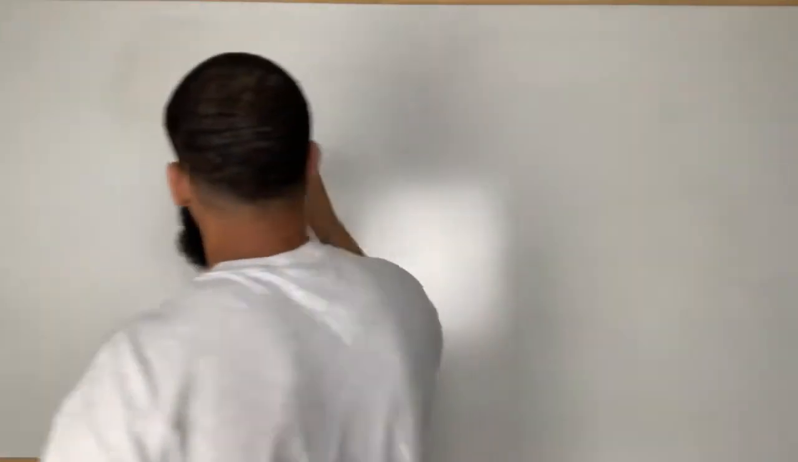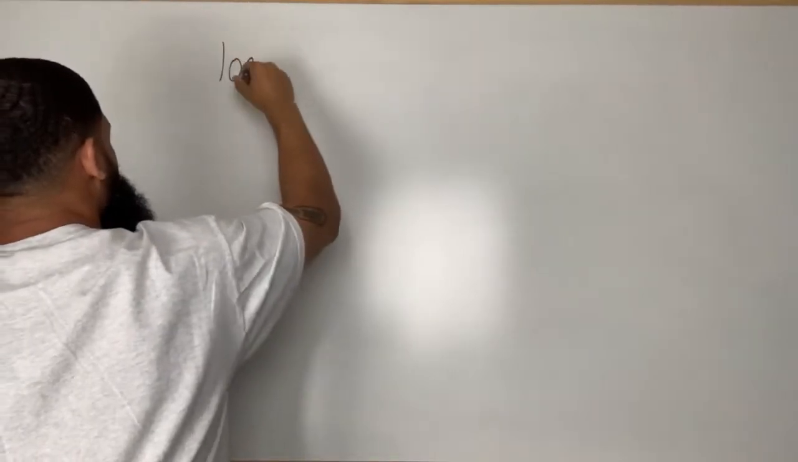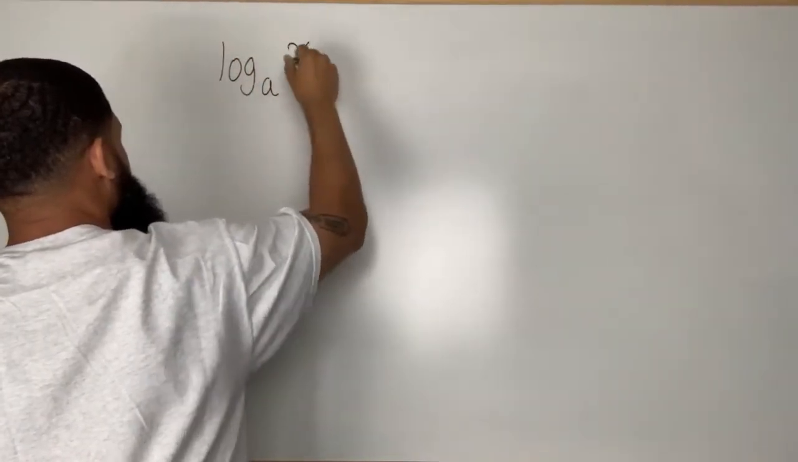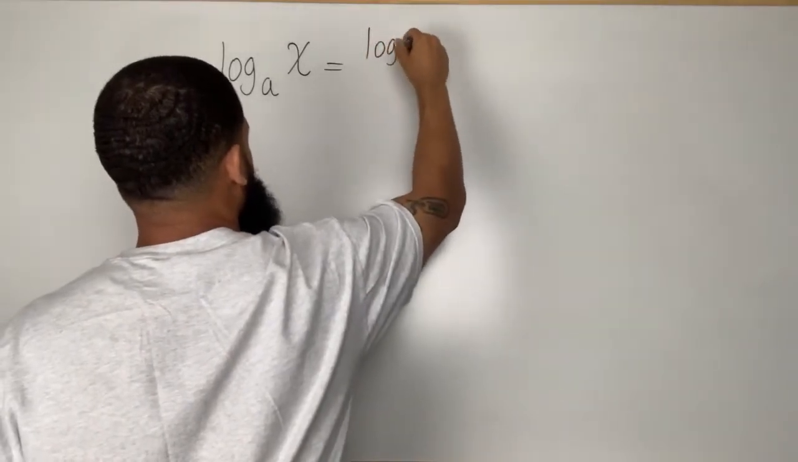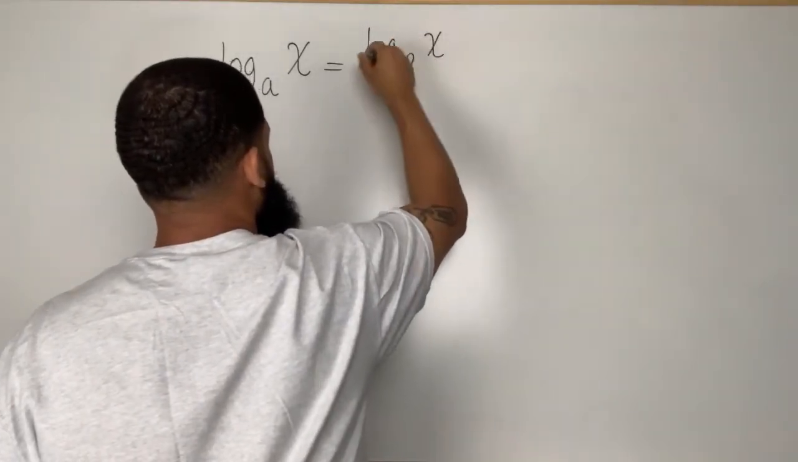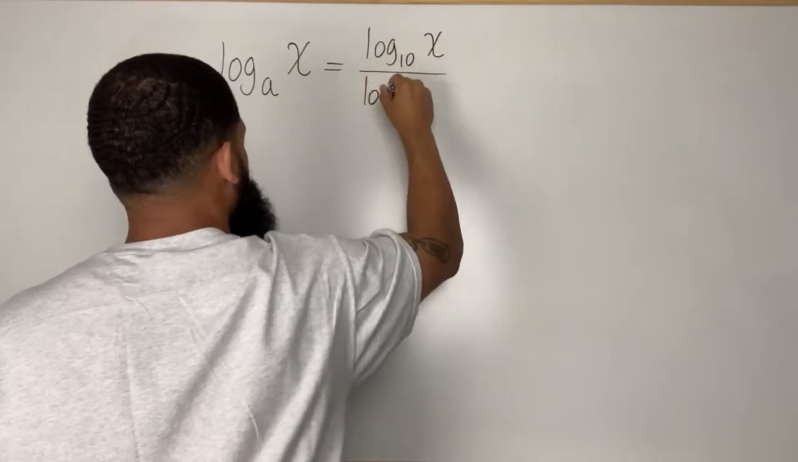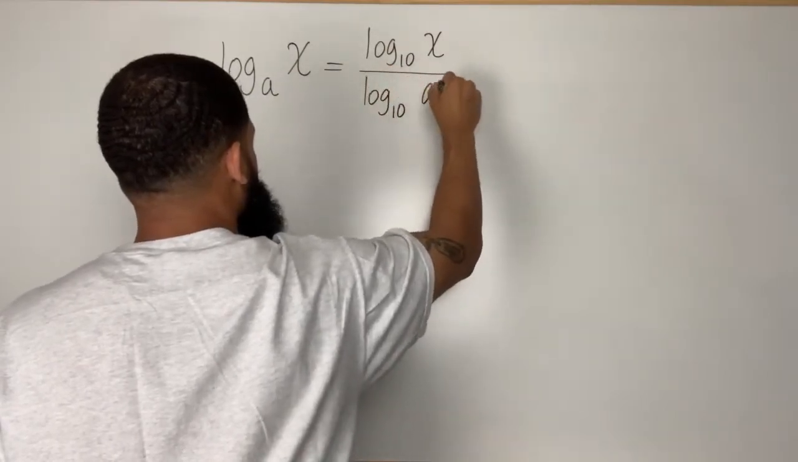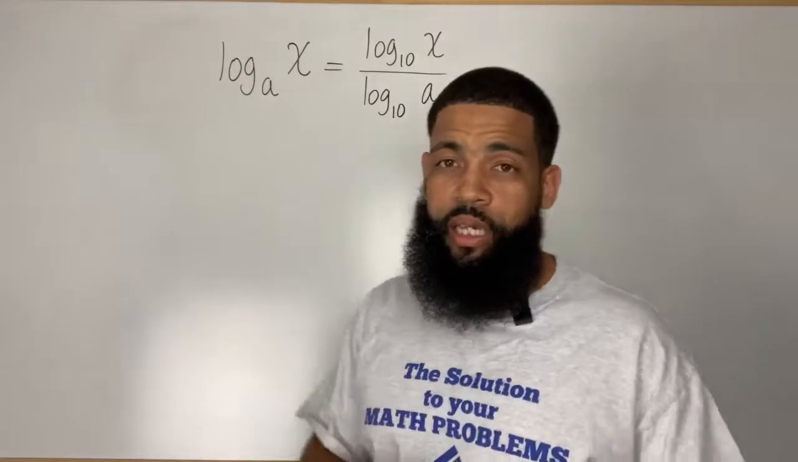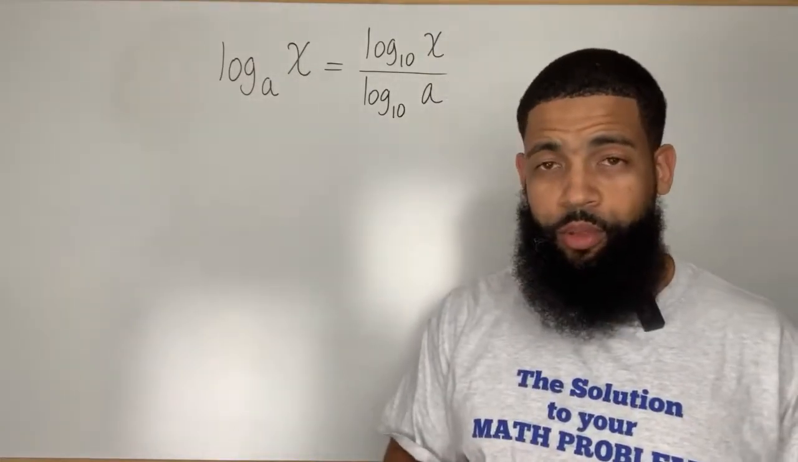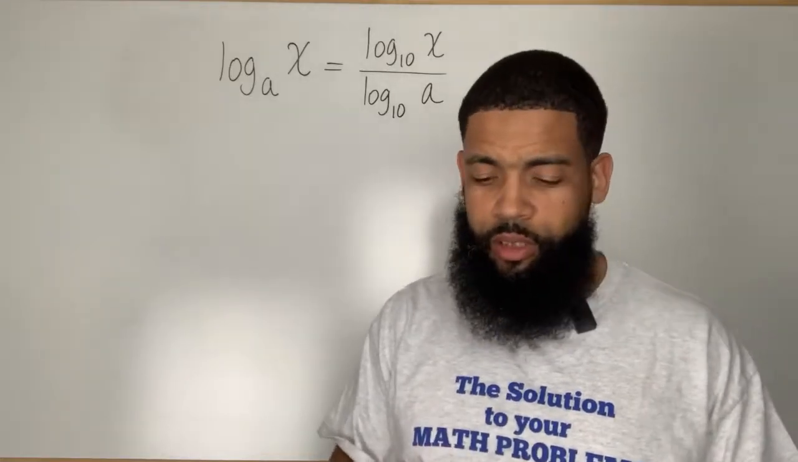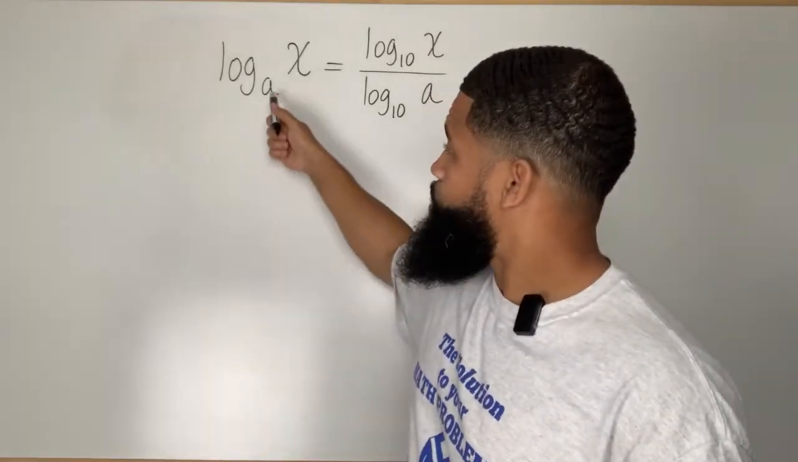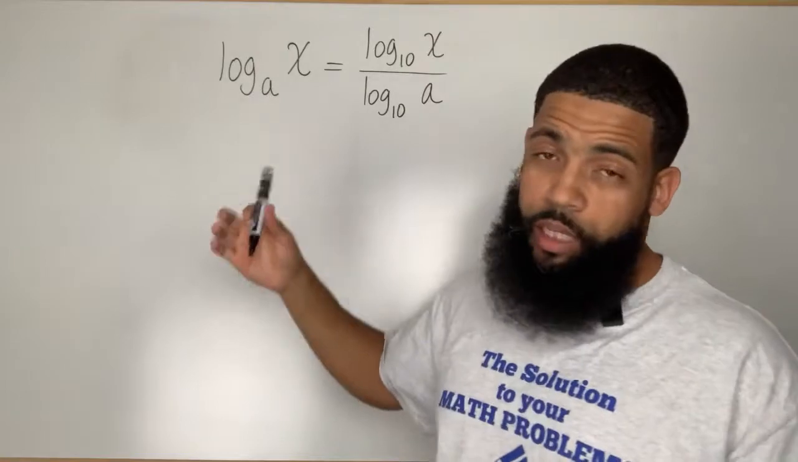The rule says that if I have log base a of x, then that is equal to log base 10 of x divided by log base 10 of a. Remember, a and x can be any number. Typically, it's going to be a positive number, but there's some stipulations to that. So I have this number here and this number here, and they could be whatever.